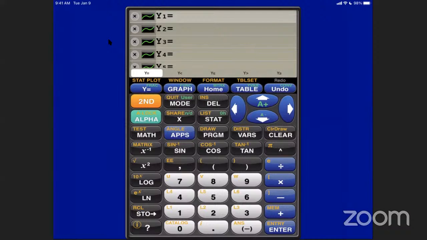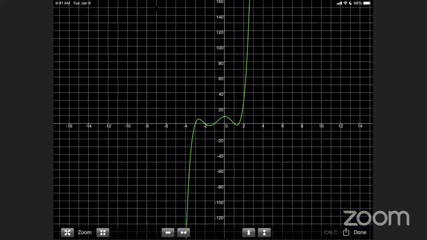One sec. I need to type into mine too. I can't see the graph on your screen at the moment. Oh, am I not? Yeah, I just see the empty screen where it's all the y equals. Oh, there we go. Awesome. I don't know why. That was weird.